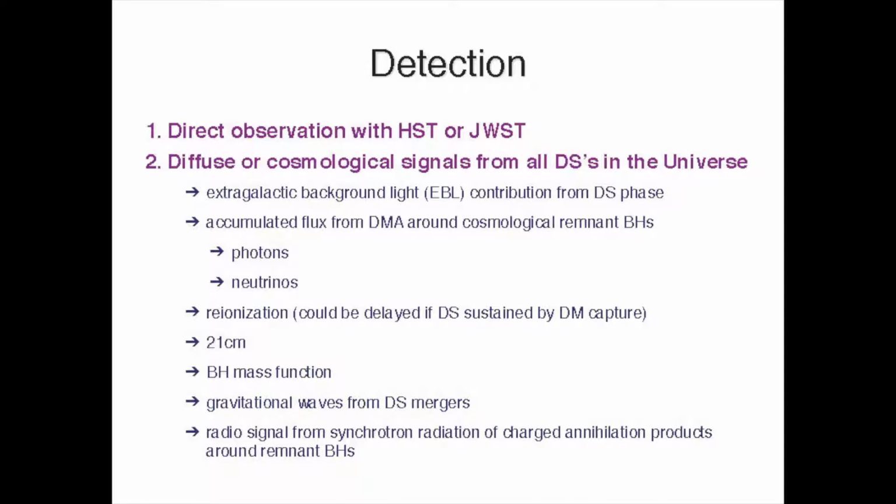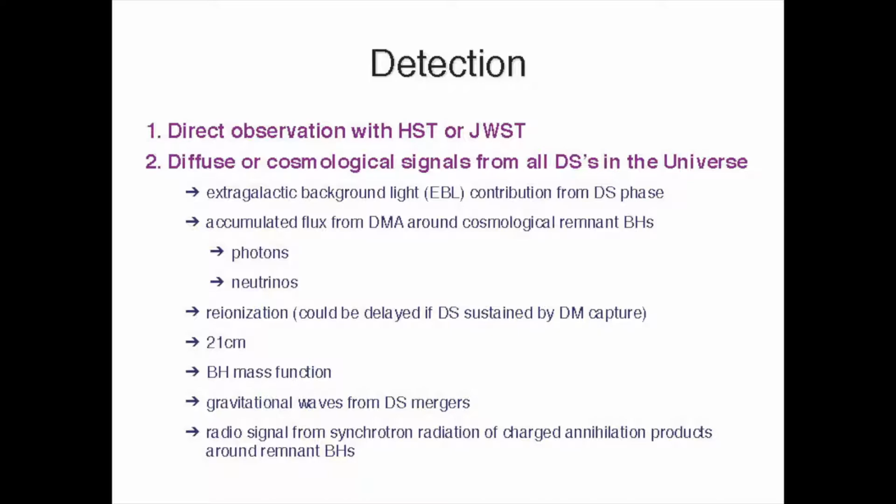Okay, you could also think about diffuse or cosmological signals from all dark stars in the universe. There are a number of ways that these things could appear, right? So you could think about the extragalactic background light contribution from the dark star phase, the accumulated flux from dark matter annihilation around all remnant black holes in cosmological history, and that could be in photons or neutrinos. You can think about radio signals. So if dark matter annihilates to charged products, and then there's synchrotron radiation around the remnant black holes in some magnetic field, that would produce a radio signal.